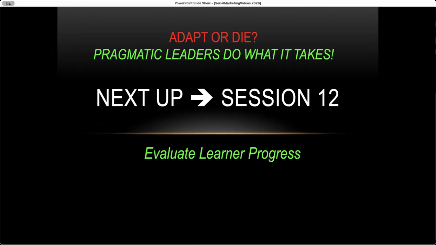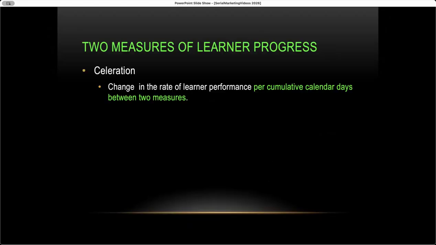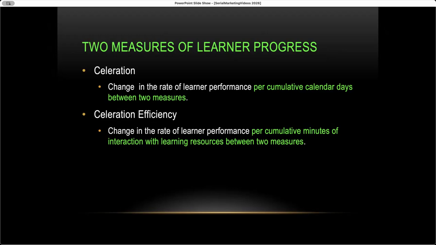Evaluate learner progress. Two useful measures. Two measures of learner progress. Acceleration, which is the change in the rate of learner performance for cumulative days, calendar days, between two measures. And acceleration efficiency. Also the change in the rate of learner performance, but per cumulative minutes of interaction with learning resources between two rate measures.